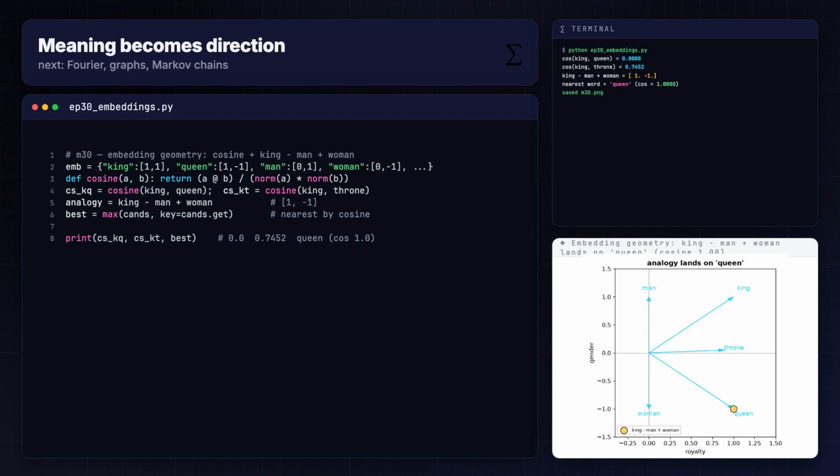So meaning becomes direction and similarity becomes an angle. Next, we open the final stage, the math behind modern AI itself, starting with Fourier transforms, graphs, and Markov chains.